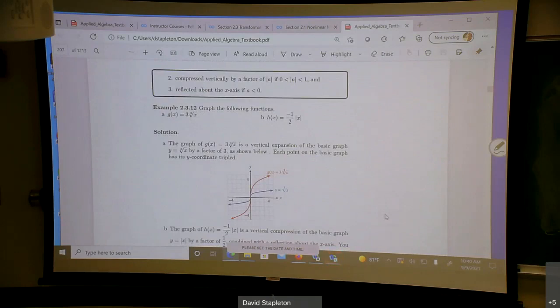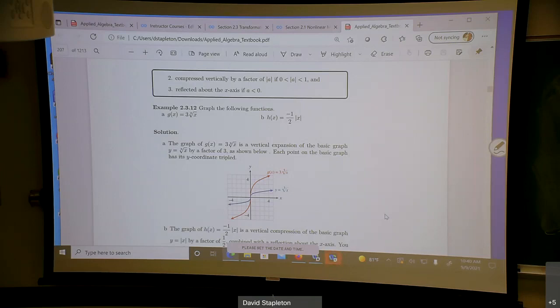G of x equals 3 cube root of x. What I wanted to sketch by hand, the calculator can check you on all this too. You've got to get a math calculator using y equals 3 times the cube root of x. There's another basic function, the cube root. The idea is I know how to sketch the cube root. What is 3 times the cube root? It's easy. That's the answer.